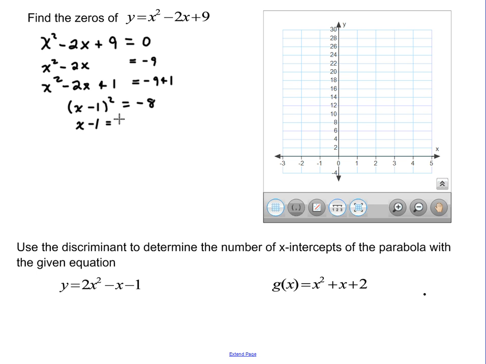I'm going to get x is equal to positive and negative the square root of negative 8, and we know there's no real number that makes that happen. What's the meaning of that? Well, let's take a look. If we add 1 to both sides and simplify our radical, we get 1 plus or minus 2i times the square root of 2. Interesting.